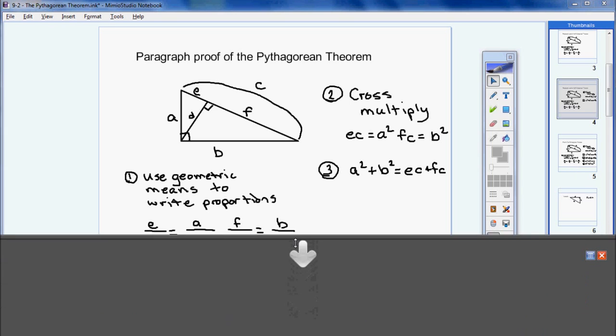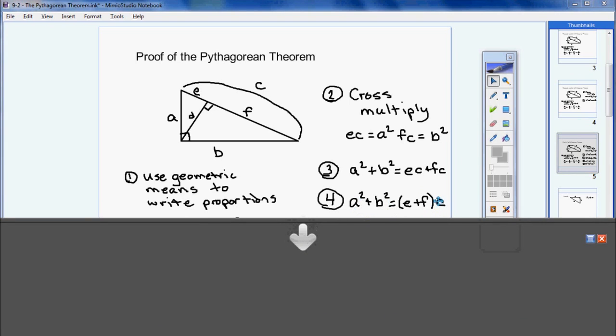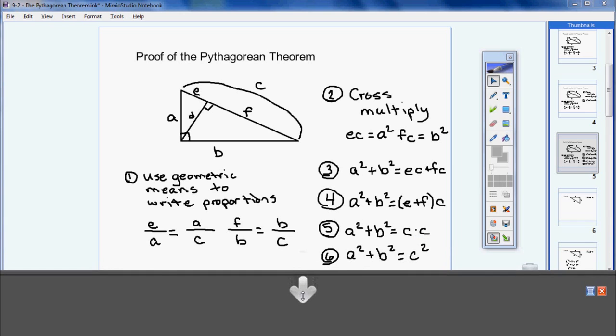If you add these together and then you factor out a C, because a C is the common factor. So you factor out the C, we have C times E plus F. And C's in common here. Here's where some of your factoring that you were doing in Algebra 2, those Algebra 2 students, comes in a little handy. But how much is E plus F? E plus F actually equals C. So we can replace this E plus F with a C. So A squared plus B squared equals C times C, which is C squared.